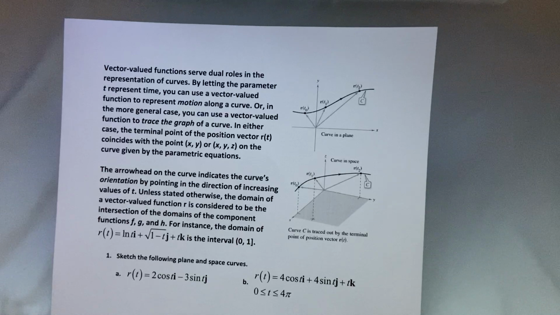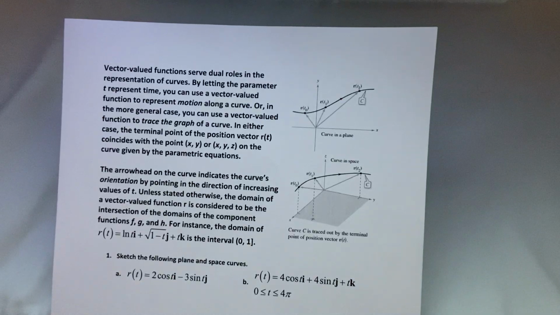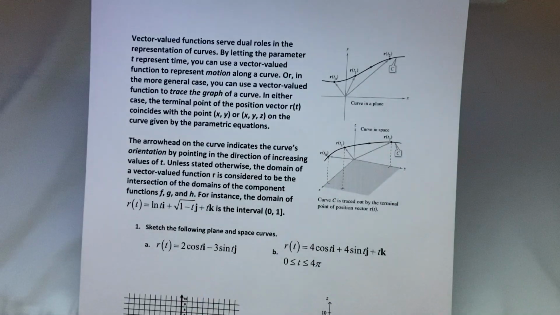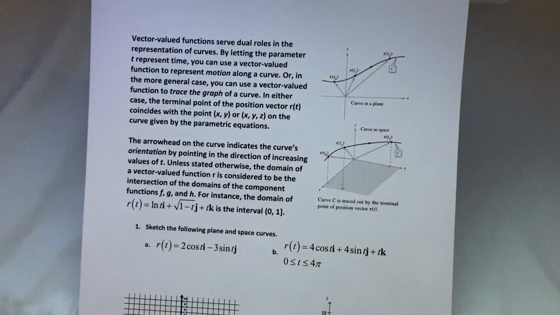Okay, and unless stated otherwise, the domain of a vector valued function is considered to be the intersection of the domains. So the only way that the vector valued function has a number in its domain is if each component has that number in its domain.